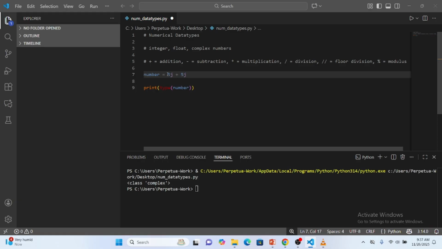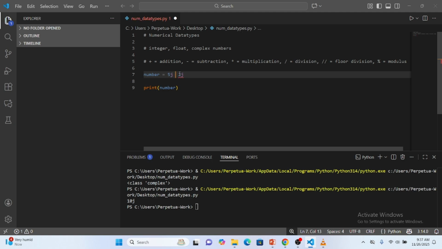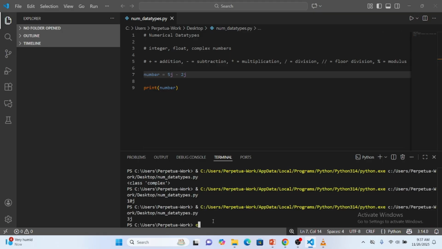So what happens here is that it's going to perform a normal addition on the numbers that are involved, right? So it will perform the addition and then give you something like 10j. Okay, so also for subtraction, you can minus 2j from that, and you save and run, and now you have 3j.